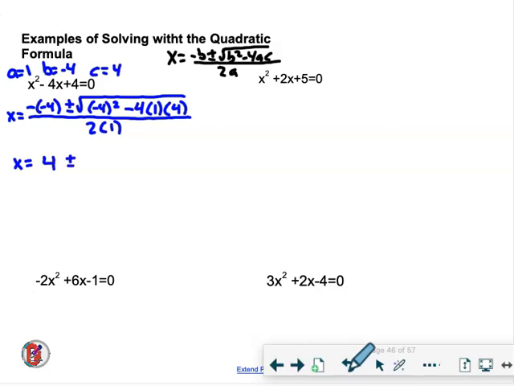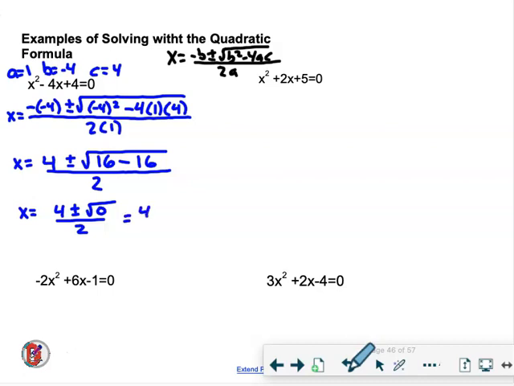Then we have plus or minus the square root. (-4) squared is -4 times -4, which is +16, minus 4 times 1 times 4, which is also 16. All of this is over 2 times 1, which is just 2. So what ends up happening is we end up with 4 plus or minus the square root of 0 over 2. Well, the square root of 0 is 0, so 4 plus or minus 0 over 2.